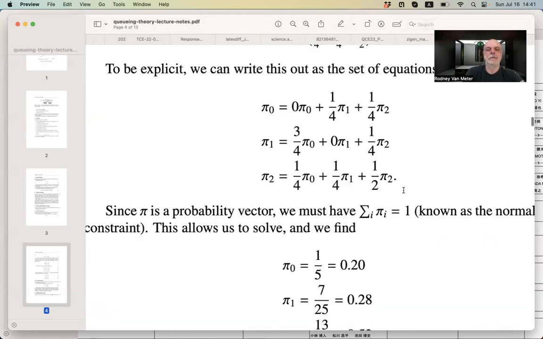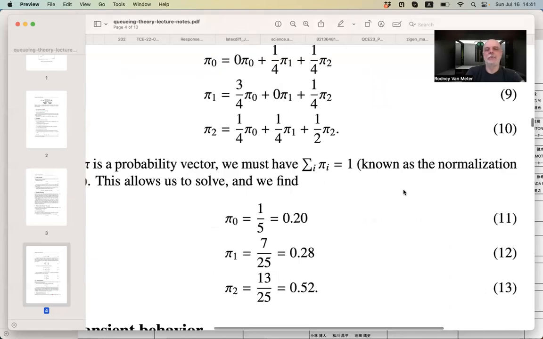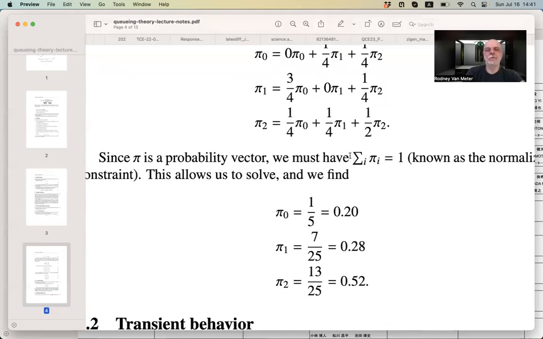And we may also want to use the condition known as the normalization constraint, which says that since we're talking about probabilities, the probability that you were in some state has to total up to 100%. And so the sum P0 plus P1 plus P2 has to equal 1.